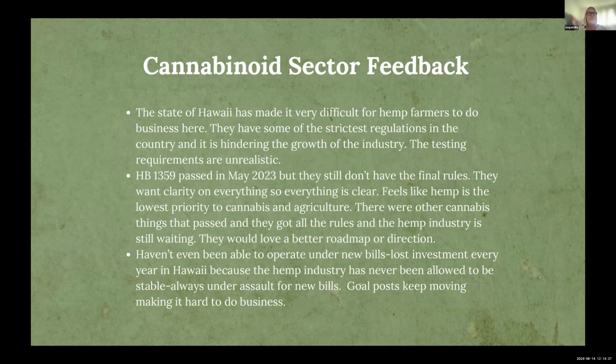Some feedback was HB 1359 passed in May of 2023, but they still don't have the final rules. They want clarity on everything, so everything's clear. They feel like hemp is the lowest priority compared to cannabis and other agricultural endeavors. There were other cannabis things that passed and they got all the rules, but the hemp industry is still waiting. They would just really like to have a better roadmap and direction. They also said they haven't been able to operate under the new bills. They've lost investment every year because the hemp industry has never been allowed to be stable. It's always under assault from new bills and the goalposts keep moving. This was mentioned in another sector as well.